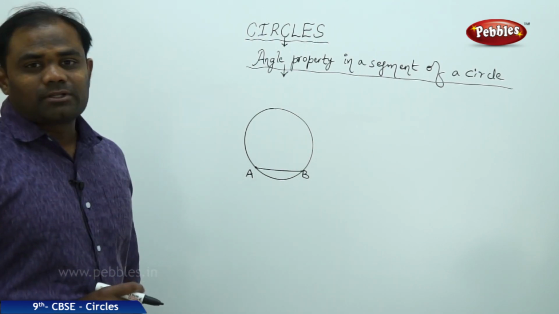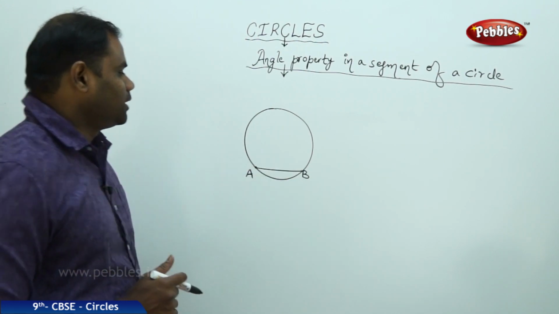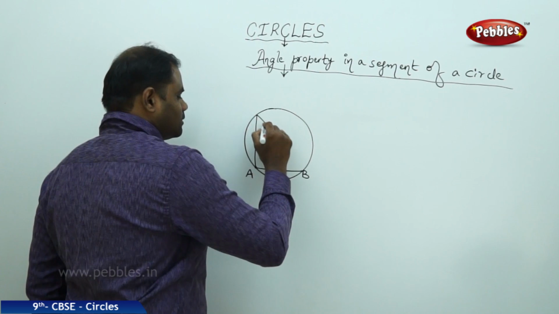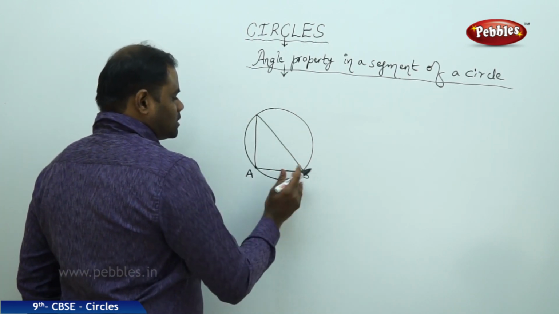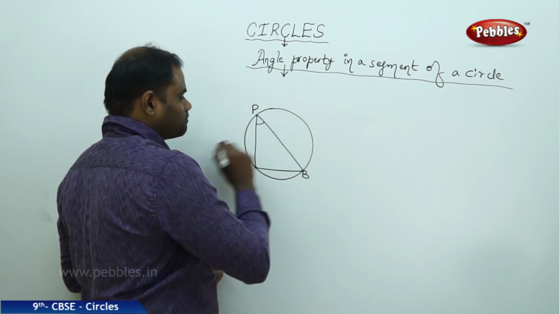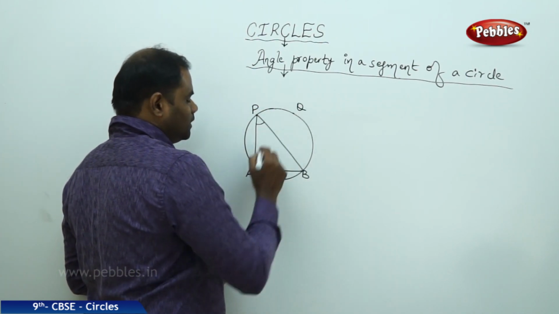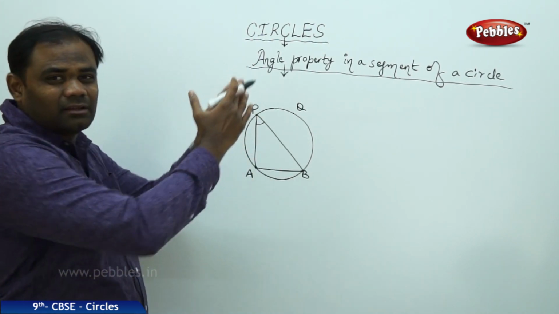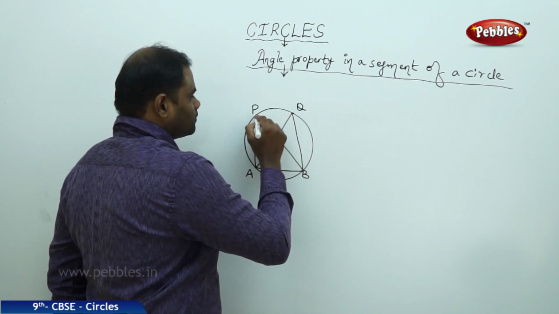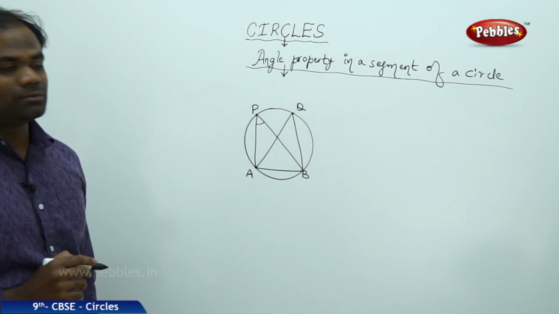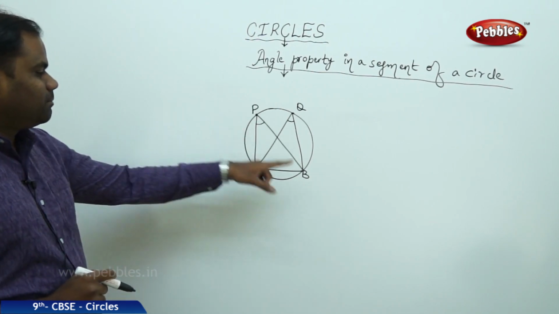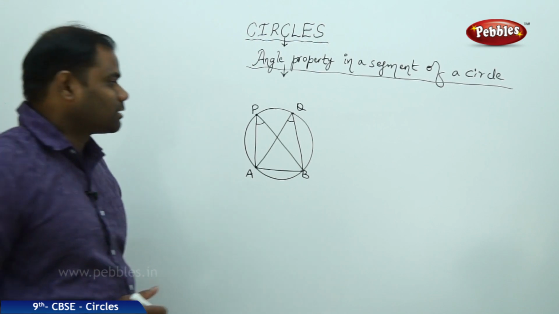So the angle property in a segment of a circle says that if I take the chord AB and take the subtended angle made by the chord AB, suppose this is the angle made by the chord AB at point P, and there's another point, say Q, and the chord AB subtends an angle at the point Q. Say, for example, this is the subtended angle for the chord AB at Q. So angles APB and AQB are said to be angles in the same segment.